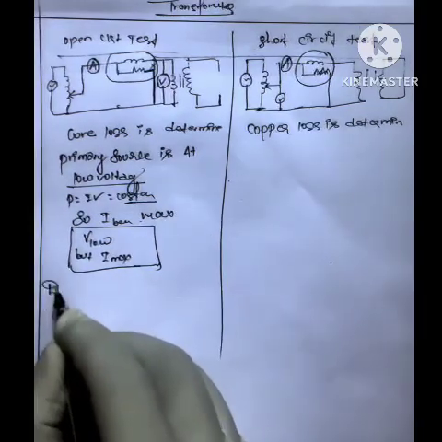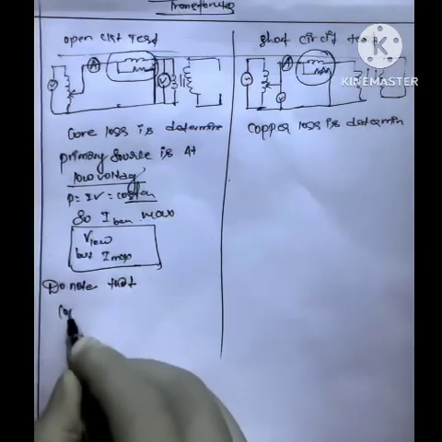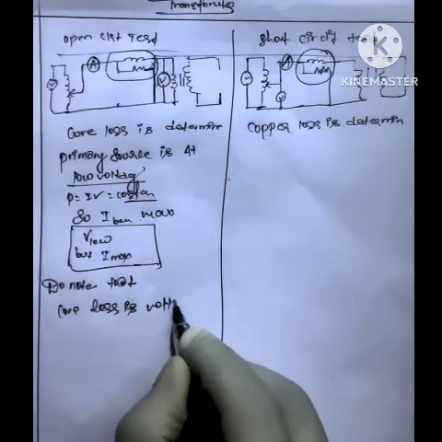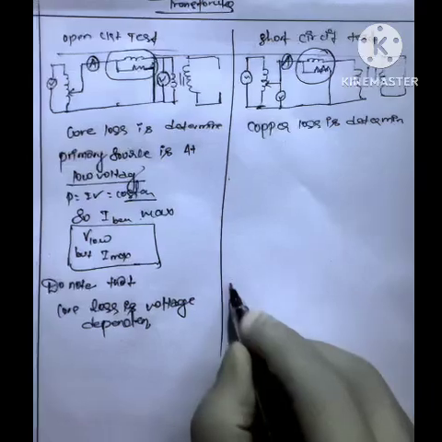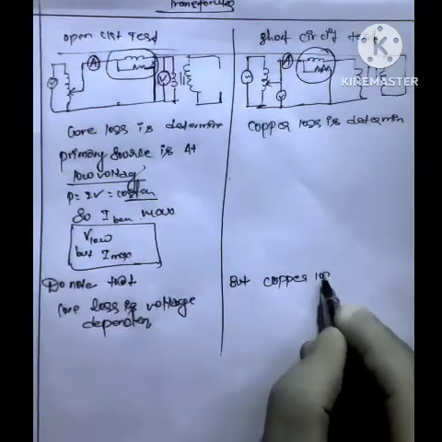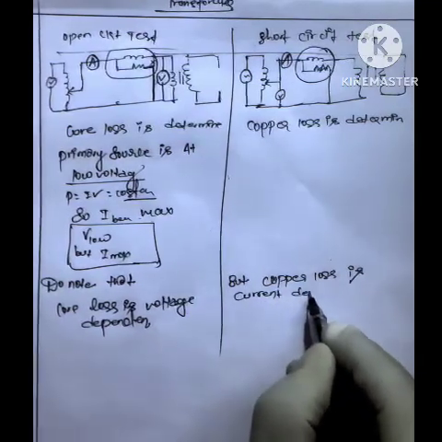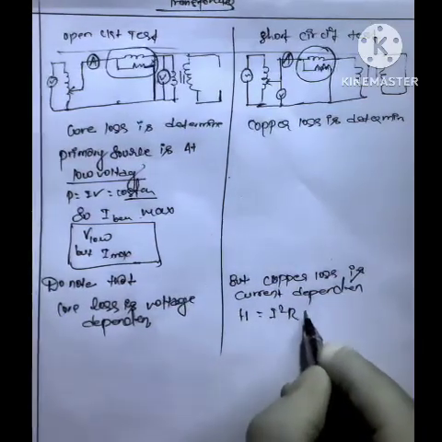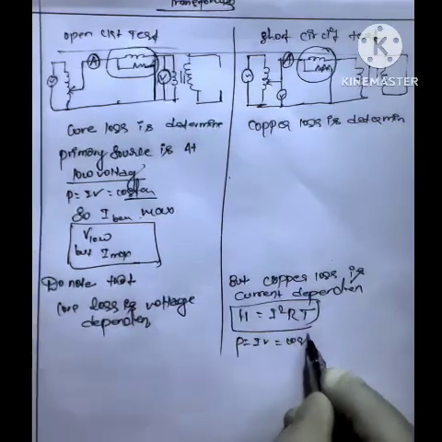Do note that core loss is voltage dependent, but copper loss is current dependent. What is copper loss? I squared R T. How does this occur? P is equal to IV, which is constant.